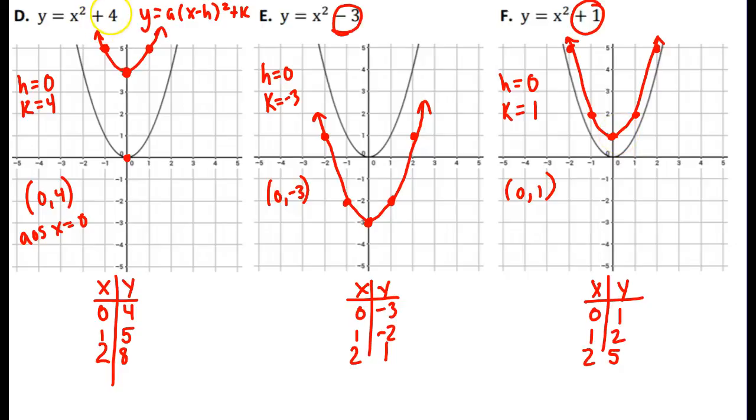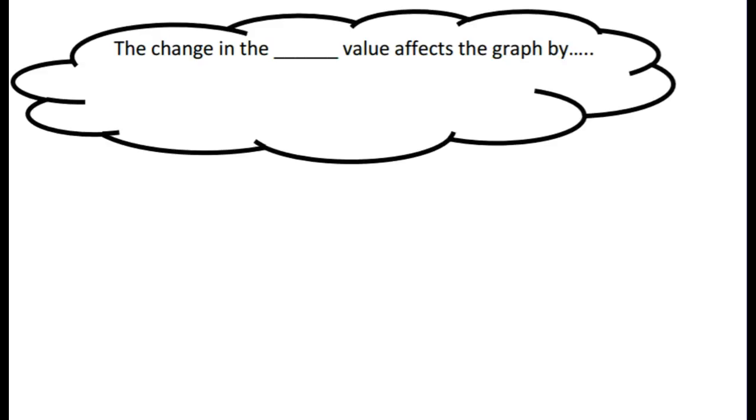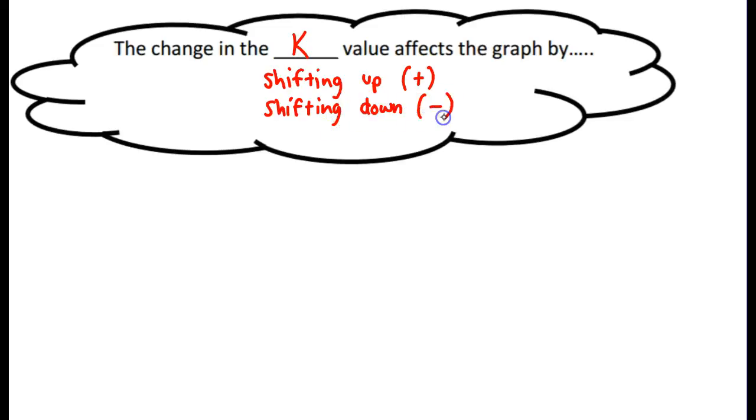So again, anytime you have something after the x squared, that is going to shift your graph up or down. So the change in the k value: if you are shifting up, your number after the x squared is going to be positive, and if you are shifting down, the number after the x squared will be negative.